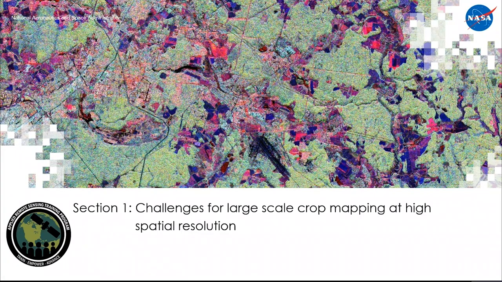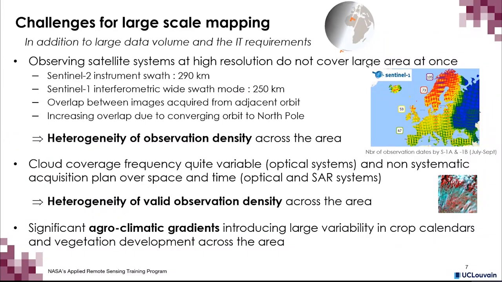Let's start with section one. Challenges for large-scale crop mapping at high spatial resolution. This is very different from all the MODIS or SPOT Vegetation applications, which had daily coverage with a very wide swath, allowing to cover any country on a daily basis. Today, high resolution satellite imagery provides a set of challenges that we need to address.